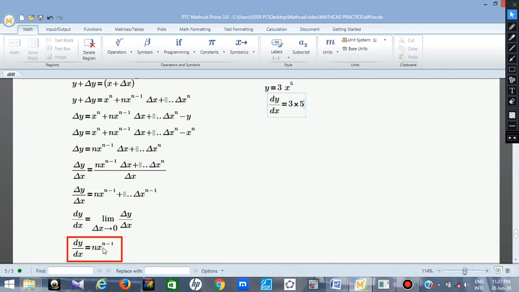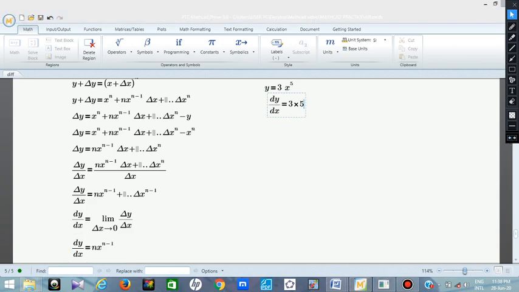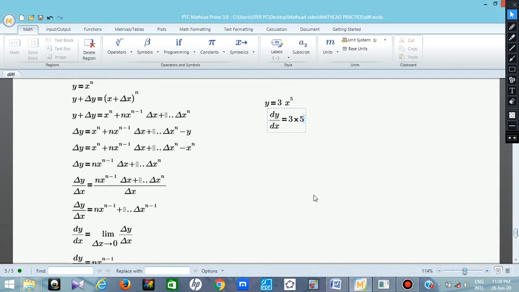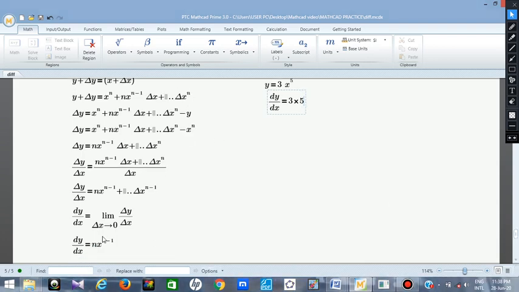That is what this place means. When you have y equals x raised to power n, that is what we have. If you look at the answer we got, we multiply the power n by the coefficient of x, which is n x raised to power n minus 1. So that's what we are going to do here. Power n is 5. 5 times 3, then x raised to power 5 minus 1.